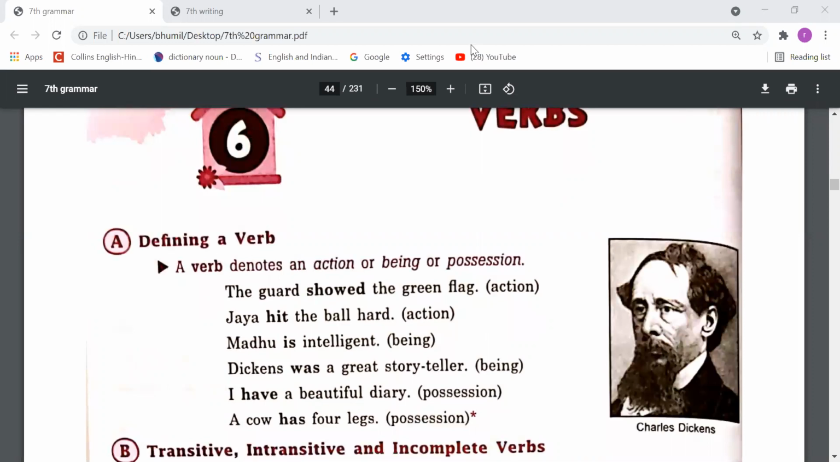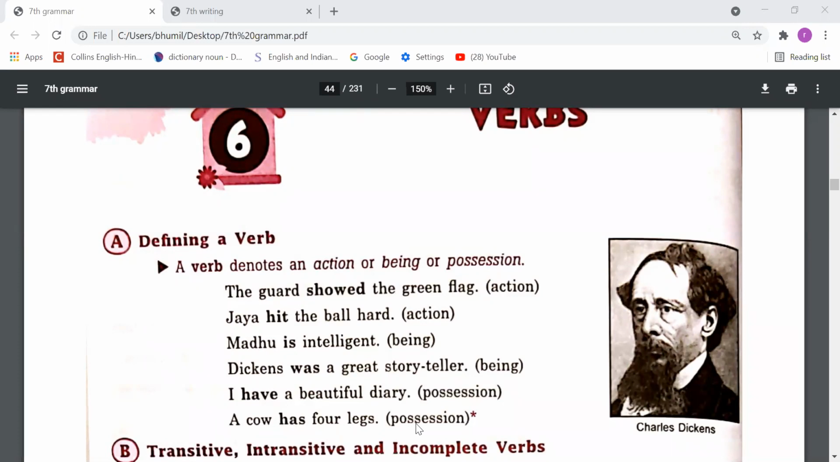Defining a verb. A verb denotes an action or being or possession. The guard showed the green flag, that is action. Jaya hit the ball hard, action. Madhu is intelligent, being. Dickens was a great storyteller, being. I have a beautiful diary, possession. A cow has four legs, possession.